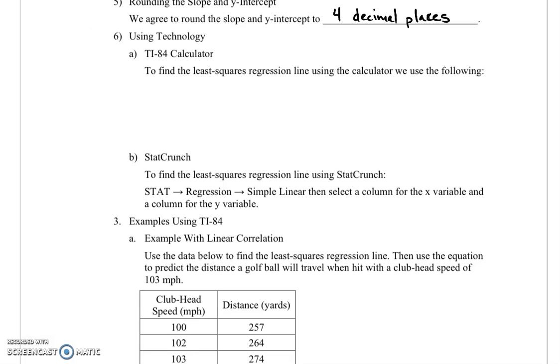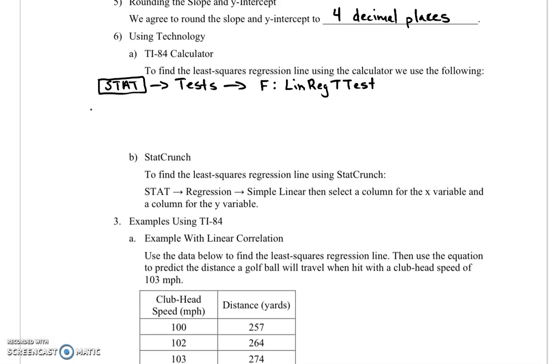Let's talk about how to use technology to find the least squares regression line. So in the calculator, we go to Stat, and we go to Tests, and it's option F, the LinReg T test. Notice this is the same function on the calculator we were using to get our correlation coefficient R and our p-value to determine linear correlation in section 4.1.